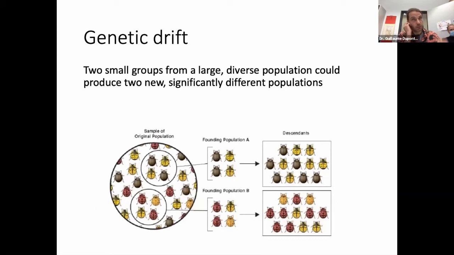So just imagine genetic drift is random, and it can choose a cohort of individuals with specific genotypes and phenotypes from a population which is much more diverse, and result in very reduced genetic and phenotypic diversity of the remaining population, as you see here.